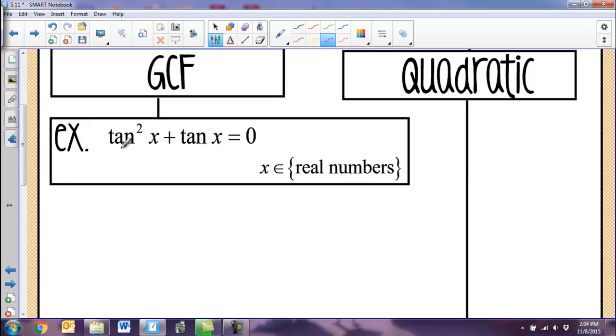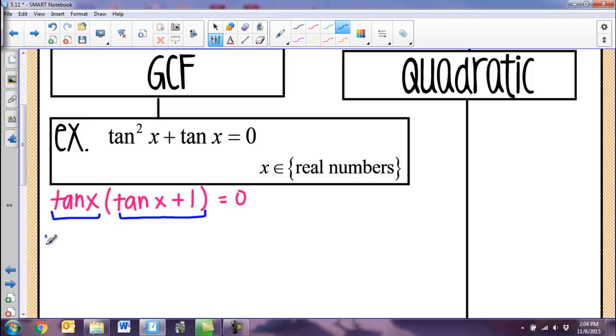So when I look here, I notice that we have a tan x in both of my expressions, so I'm going to go ahead and take out that tan x. And when I say take out, I mean divide everything by tan x, factor it out. So now I'm left with tan x, and don't forget that this is 1. So now I can go ahead and use my zero product property and set this piece equal to 0 and this piece equal to 0. So I'd have tan of x equals 0 for my first part, and then I would have tan of x plus 1 equal to 0 for my second part.